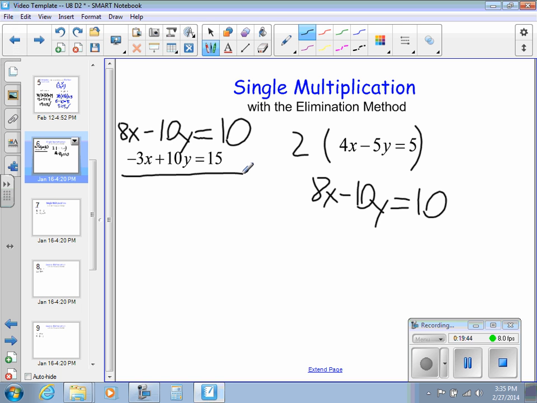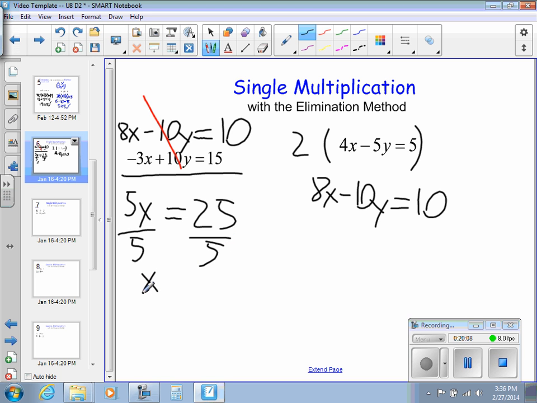So now 8x minus 3x gives me 5x. Negative 10y plus 10y, those are going to cancel each other out. And 10 plus 15 equals 25. Divide both sides by 5. And x equals 5.